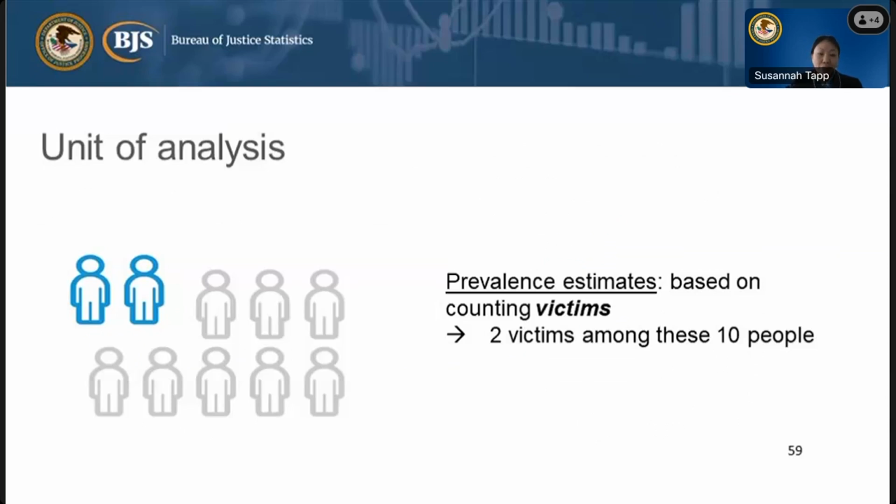We also look at prevalence estimates, and prevalence is based on counting victims instead of victimizations. Each person or household in the survey is classed as either a victim or not a victim, and it does not matter how many times they were victimized. So a person who was robbed once and a person who was robbed 5 times are both counted as victims. Prevalence is useful because it can tell us the percent of persons within the population who experienced an event such as a crime. So in this example, there are 2 victims among these 10 people.